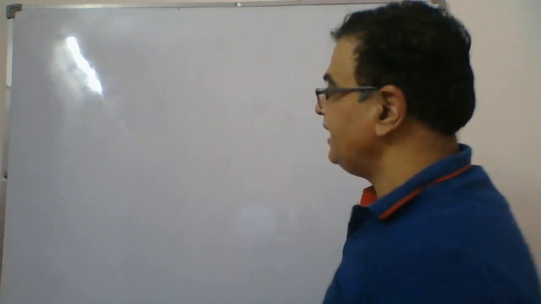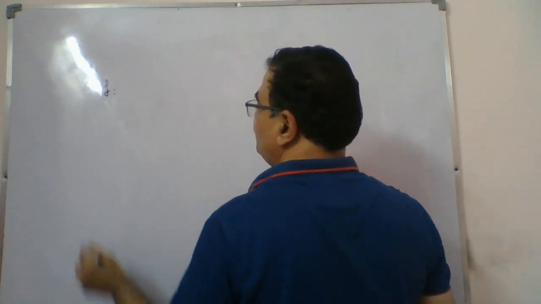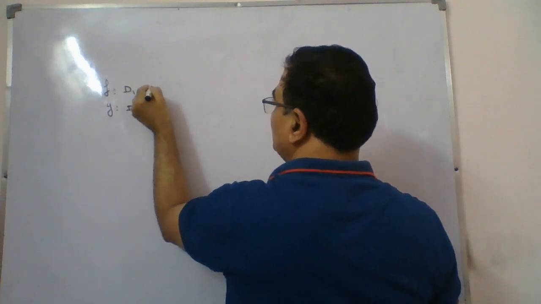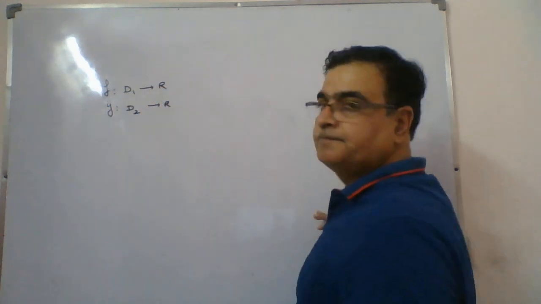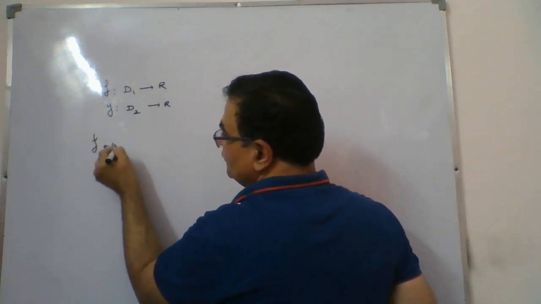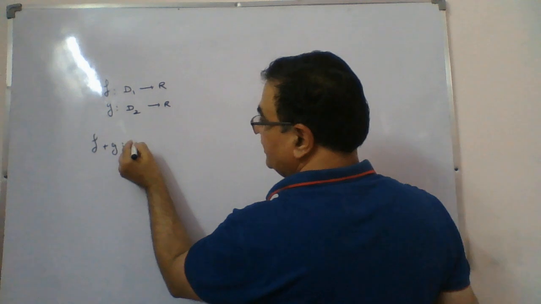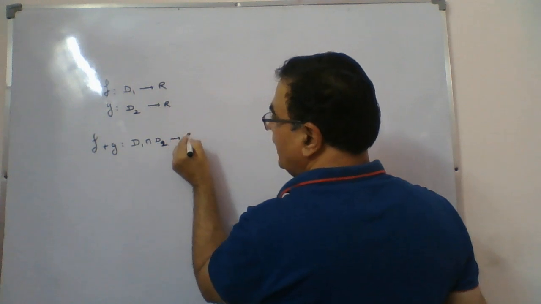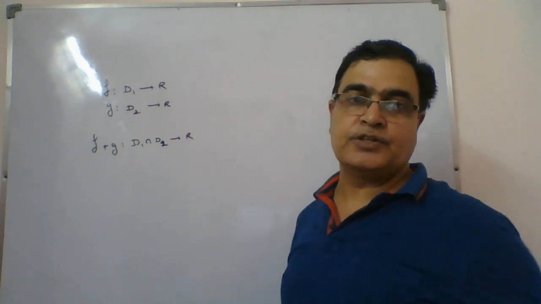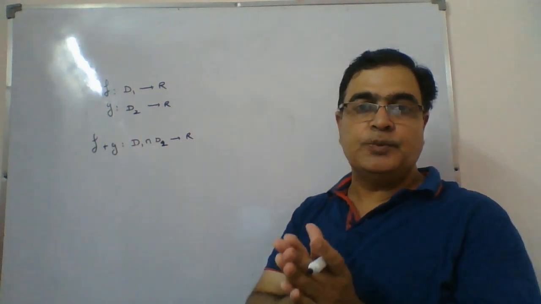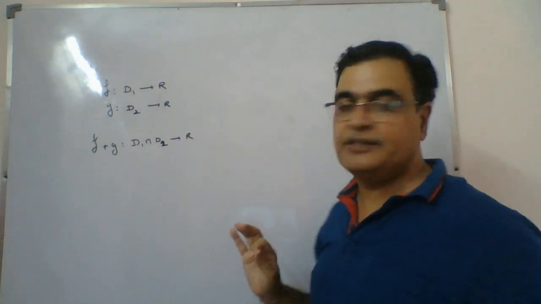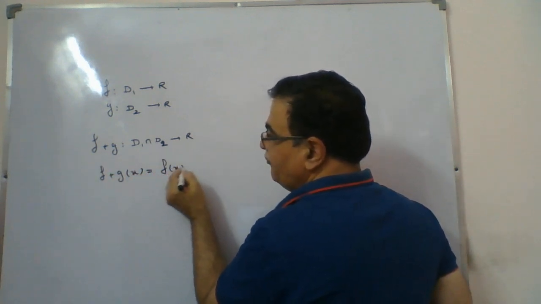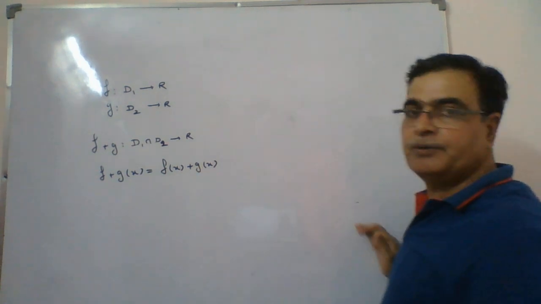If we have two functions f and g, f is one function, g is another function, its domain is d1, its domain is d2, and both go to r. Now when you add these two functions, f plus g, keep in mind this function will be defined from d1 intersection d2 to r. When you add two functions, the domain you take will be the intersection of the two, and the codomain remains the same, and (f plus g)(x) comes out to be simply f(x) plus g(x). That you should keep in mind.